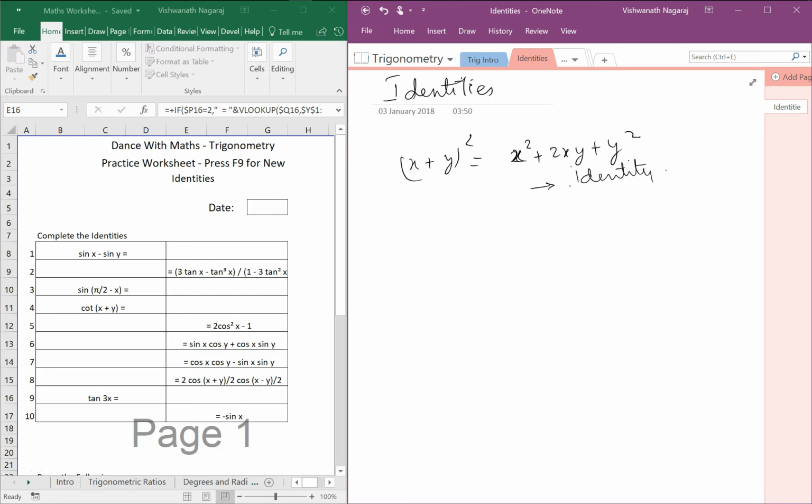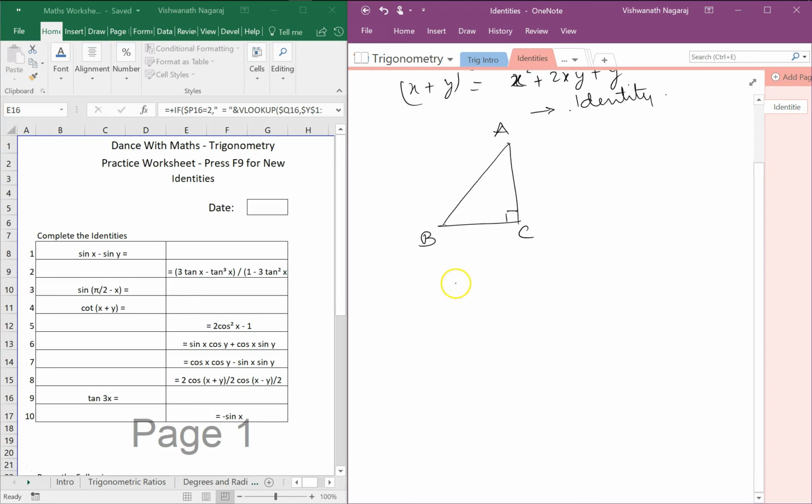Similarly, in trigonometry, we have identities. Let's look at the first one. Let's look at a right triangle. Let's say A, B, C. Now, here, due to Pythagoras theorem, we have AB square is equal to BC square plus AC square.